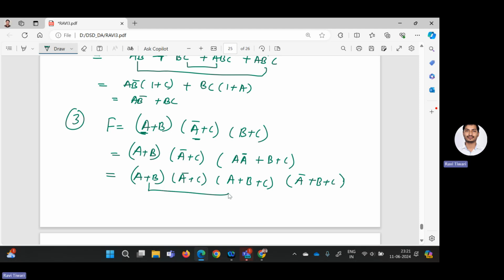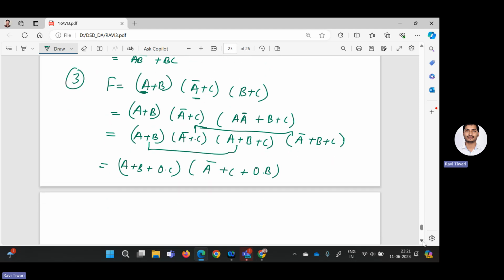Now, between these two and between these two, you can take the common terms like this, right? So between these two, you see A plus B plus 0 dot C. This is again the distributive property. Between 2 and 4 also we can take the common terms. This is A bar plus C plus 0 dot B. So ultimately 0 dot C or 0 dot B will be 0, and you will get A plus B, and this is A bar plus C. This is the minimized expression after applying the redundancy theorem.